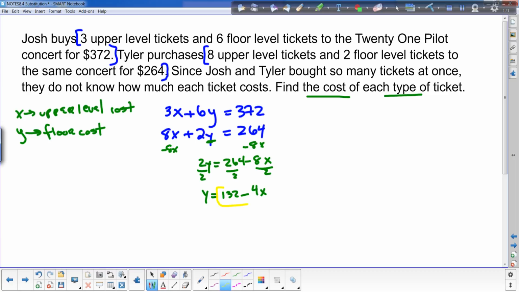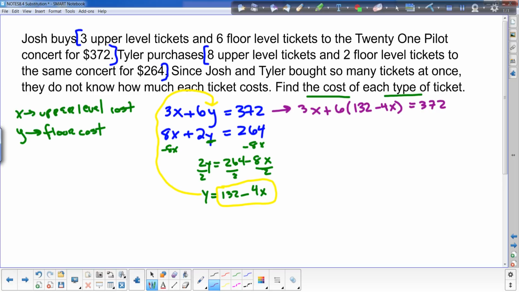So what I'm going to do is take this and put it into wherever else I see a y. Don't put it back into the same y. Plug it into the other y, right there. So now I get this new equation, 3 times x plus 6 times y. But what is y? Y is this whole thing here, so I'm going to have to put it in parentheses. 132 minus 4x. So here's 3x plus 6y equals 372.